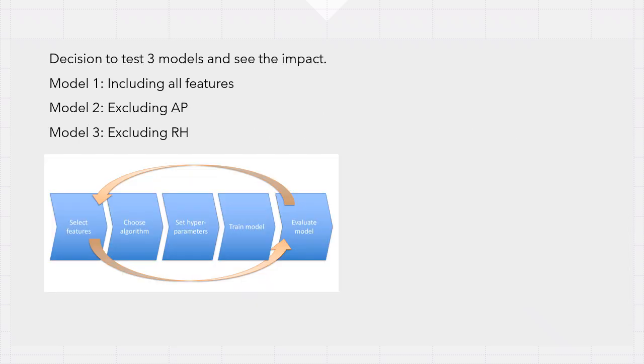This was decided to be tested using 3 different models to see the impact. Model 1 would use all features, and Model 2 and Model 3 will exclude the atmospheric pressure and relative humidity, respectively. This is following the model of selecting features, choosing algorithms, setting hyperparameters, training the model, and evaluating the model.